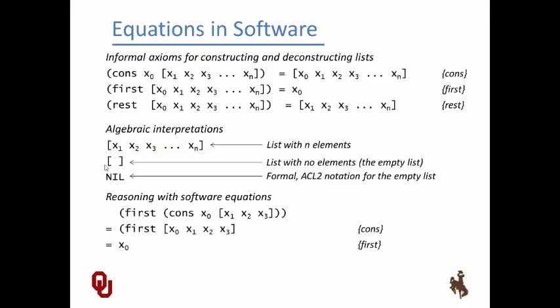We can reason with software equations in the same way that we reason with logic equations and numeric equations. For example, the formula first of cons of x0 and the list x1, x2, x3: if we apply the cons axiom, we see that the list we get when we insert x0 into x1, x2, x3 is just x0, x1, x2, x3. And if we pull the first element out of that according to the first axiom, we just get the first element. So that's, in this case, x0.